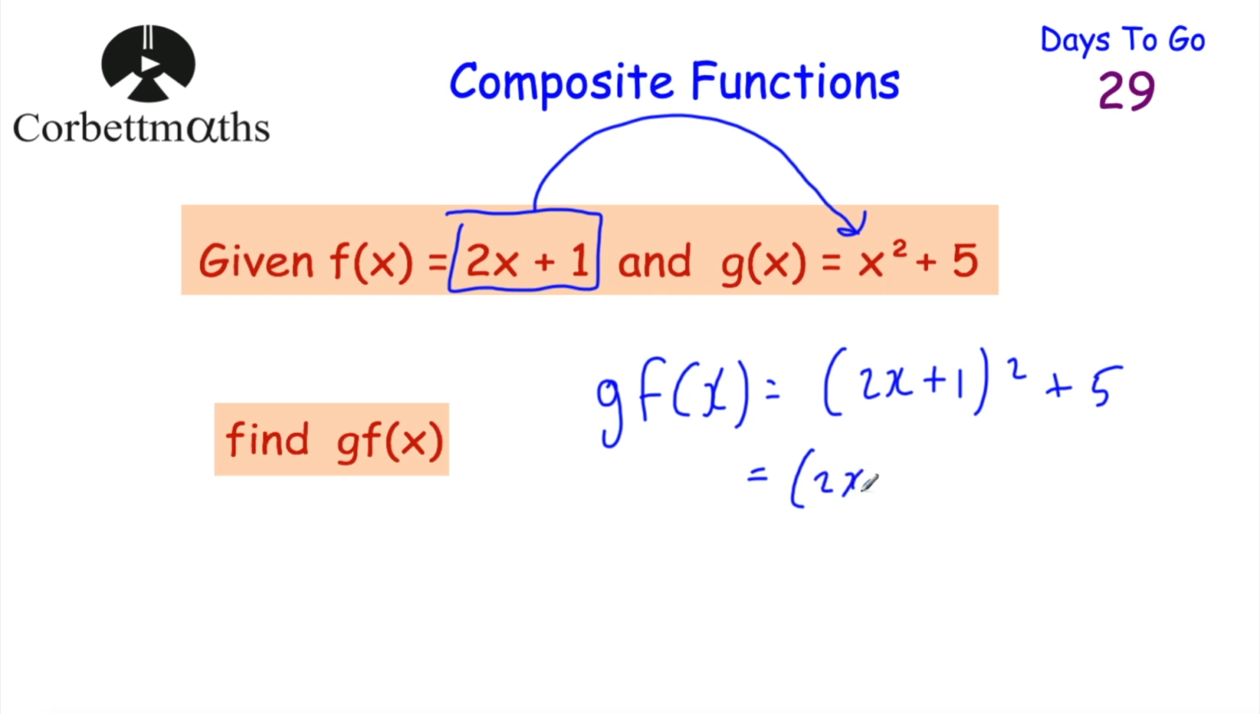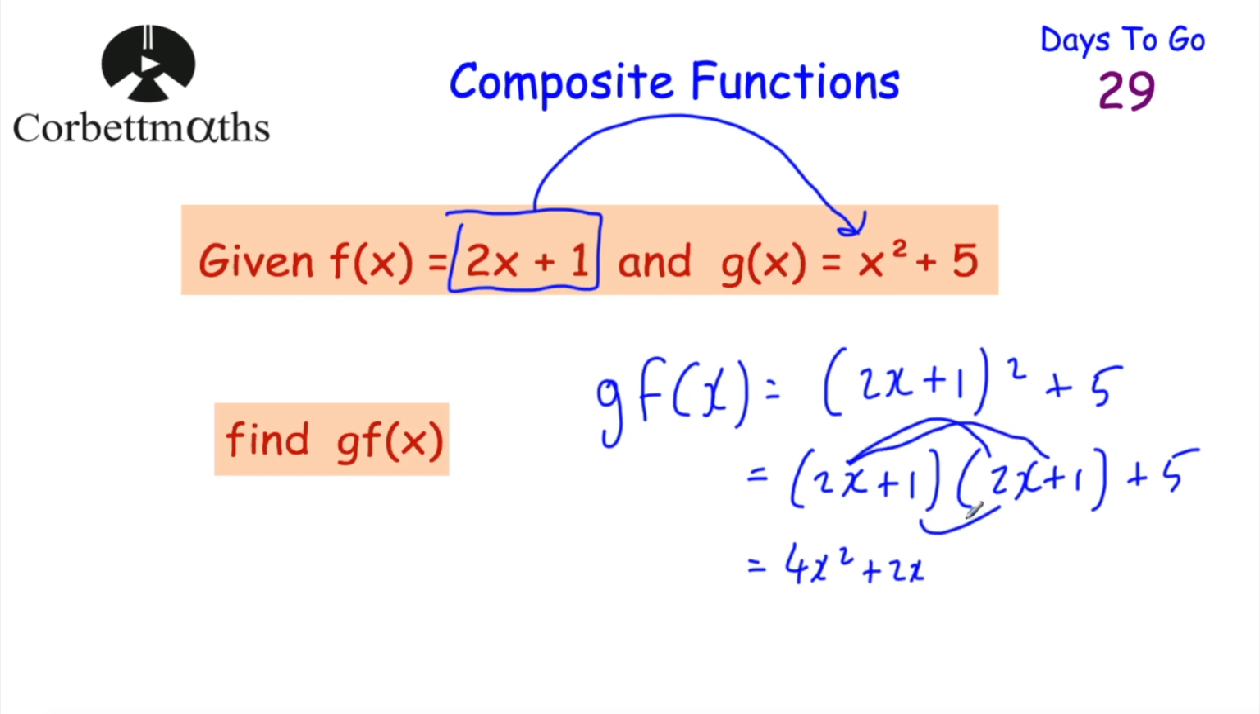We're squaring it, so 2x plus 1, 2x plus 1, and then still plus 5. Let's expand our brackets. So 2x times 2x would be 4x squared. 2x times 1 is plus 2x. 1 times 2x is plus 2x, and 1 times 1 is plus 1. And we've still got our plus 5.